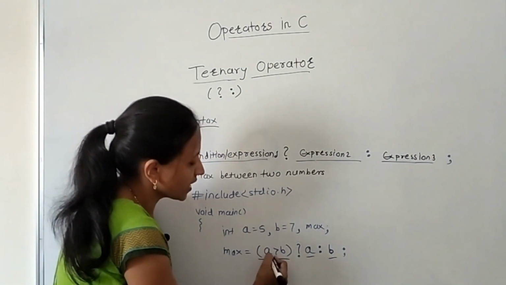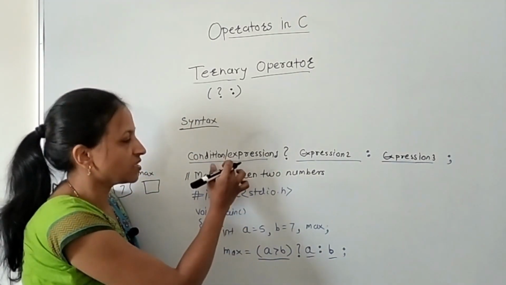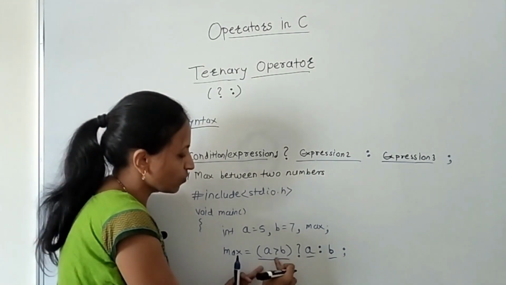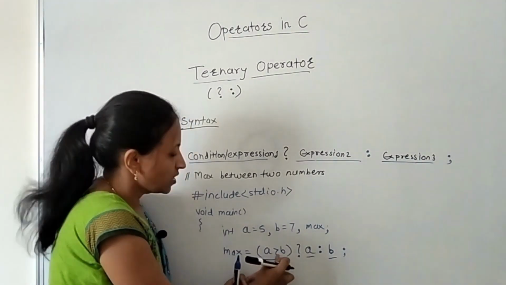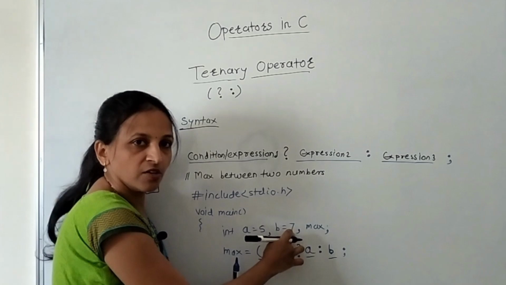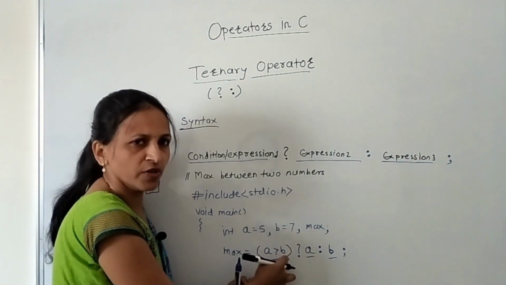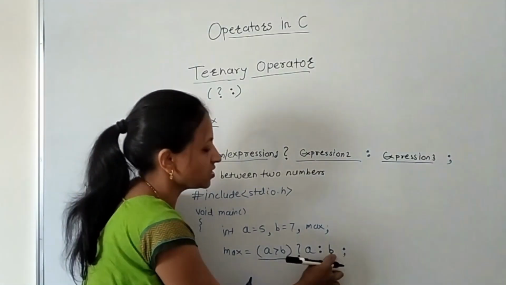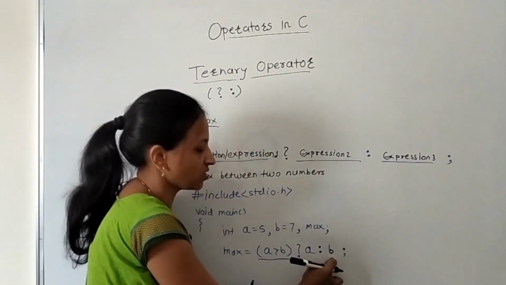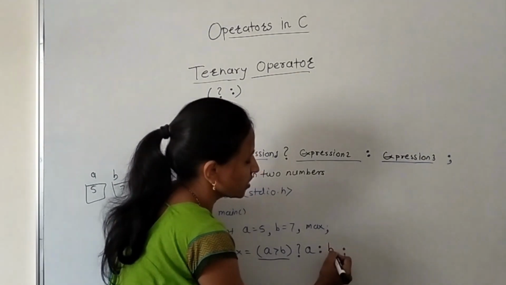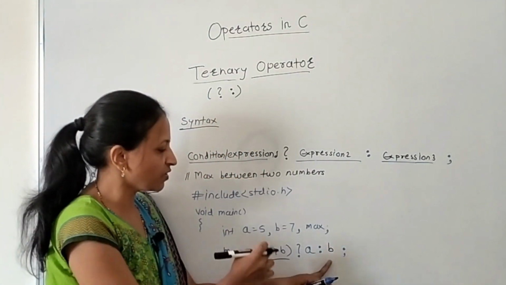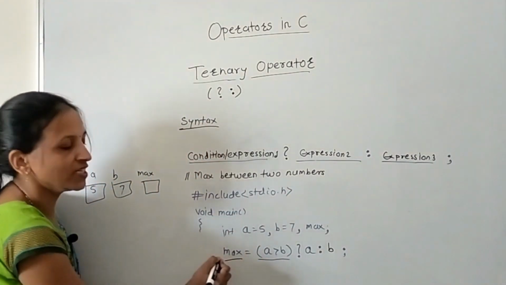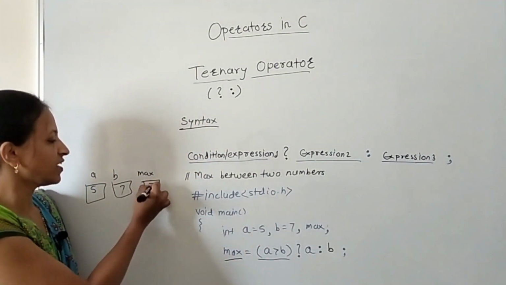See, I have written A greater than B. A greater than B is a conditional expression. First it will be executed. Now A greater than B, is it true? Now A is 5, B is 7. Is 5 greater than 7? No, it is false. That's why this part will not be returned. This will get resolved and will get returned. Now B, here there is only one variable. What is the value of B? 7. 7 will get returned and will be stored inside this max. In this way it will act.